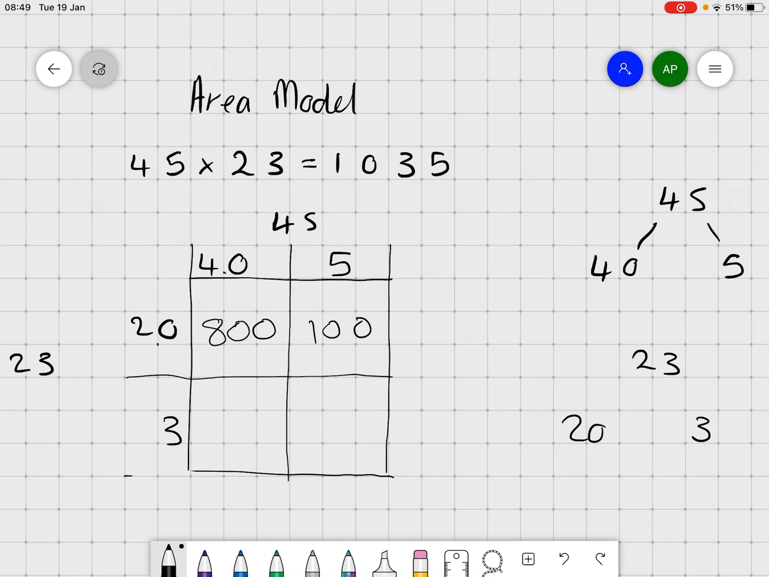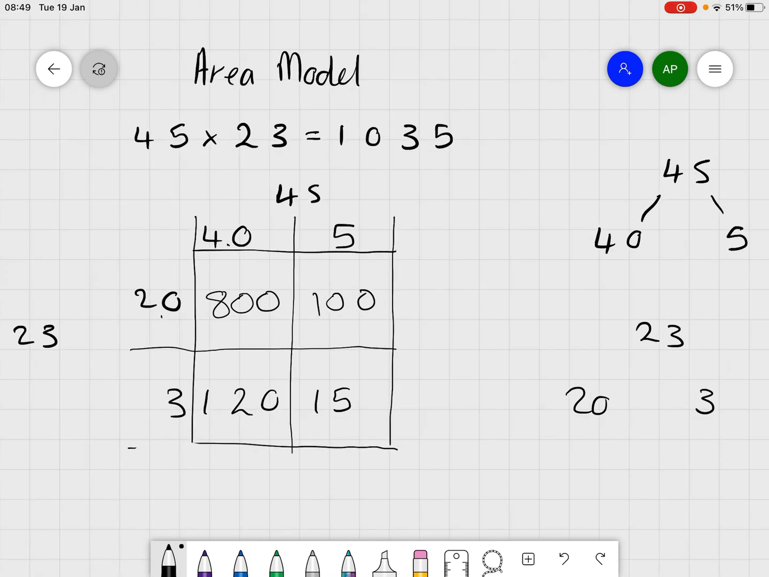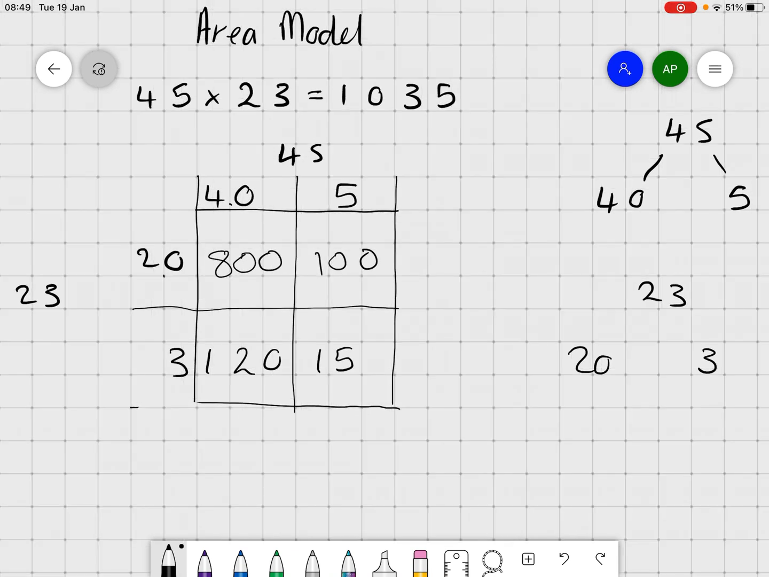Now, I've taken my 3 and multiply that by 40. Now I can make 40 10 times smaller, but then I can make my answer 10 times larger. So 3 times 4 is 12, make that 10 times larger because it's actually 40 and not 4, and I get 120. And I can do 3 multiplied by 5 is 15. Well done if you're following there.